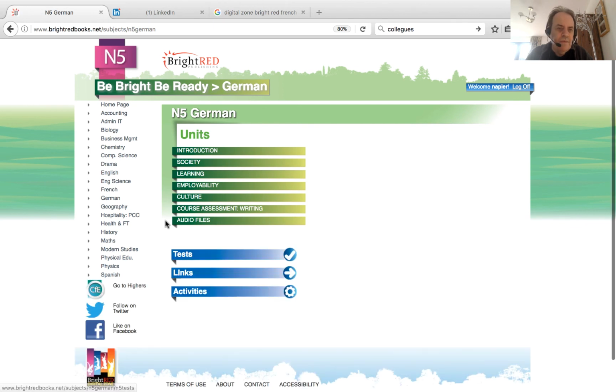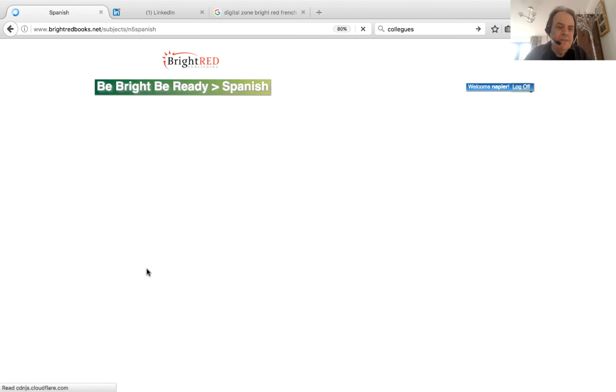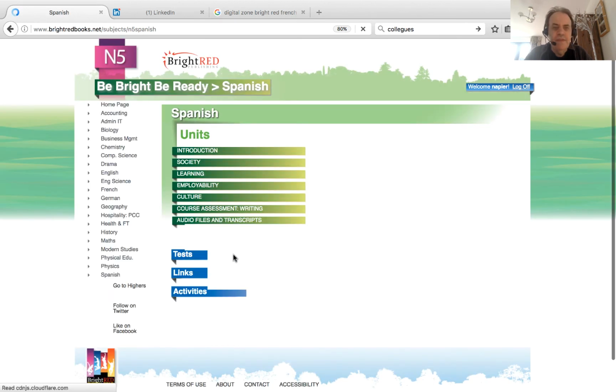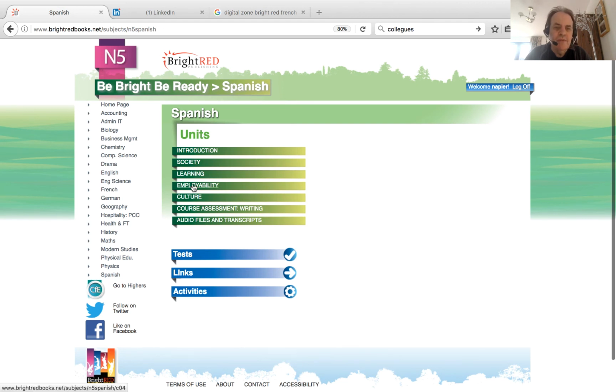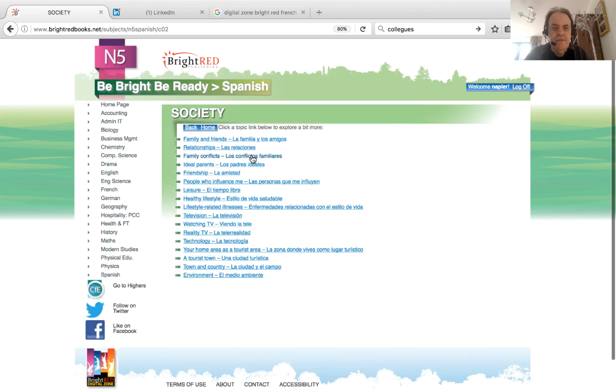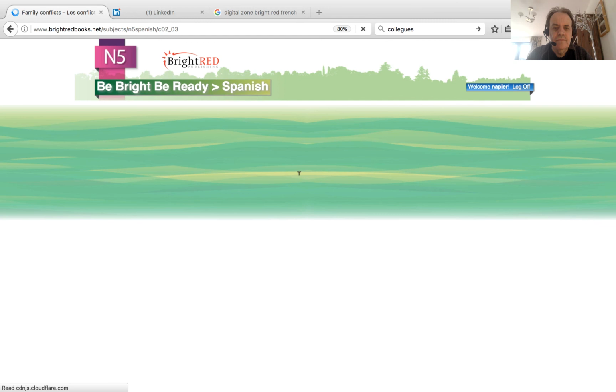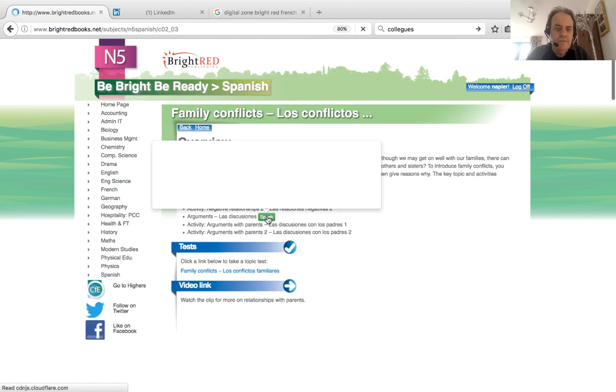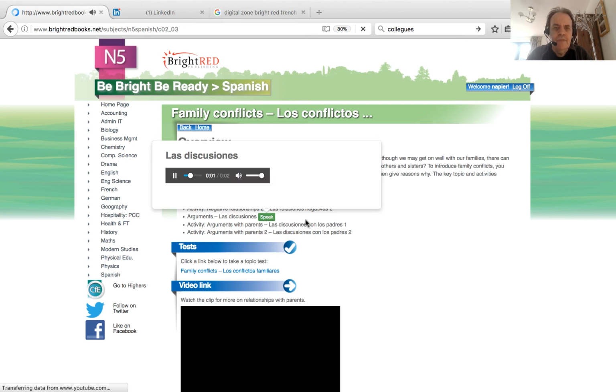And if we now look at Spanish, Spanish again is split up into the various elements that we've seen before: society, learning, employability, to understand different cultures and how they integrate their language. And we should find, hopefully, that we'll have a Spanish speaker here of these elements. Las discusiones. Okay.